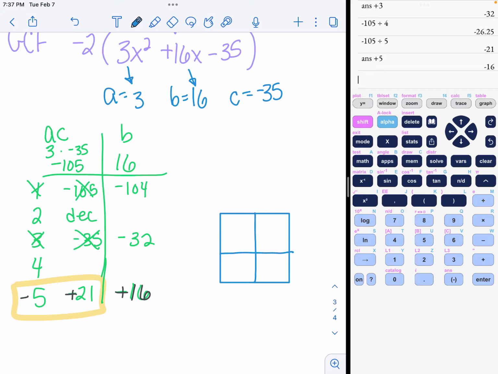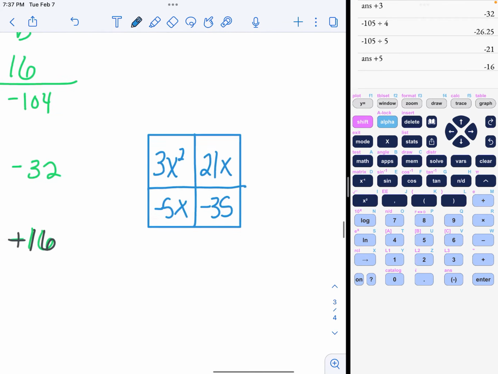My top left of my box comes from right here, 3x squared. My bottom right of my box comes from here, -35. My catty corner boxes come from my magic factors of -5 and 21. Those each need an x.